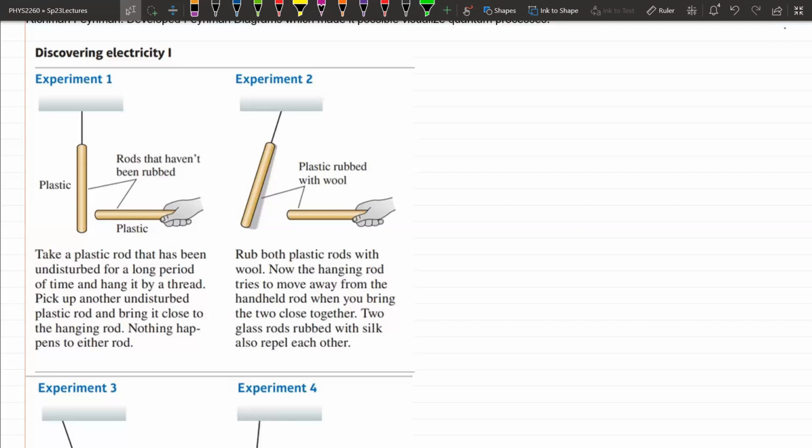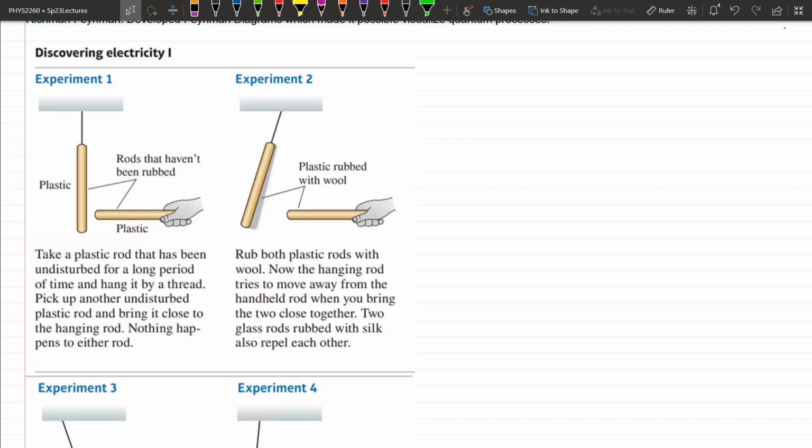Have you guys ever seen this in other classes? What kind of electricity do they call it? Anyone? Static electricity. Because what I'm trying to do is actually move charges either from my hat to the rod or from the rod to the hat. So this is experiment 2, where I'm going to rub both plastic rods with my wool hat. Let's see what happens.